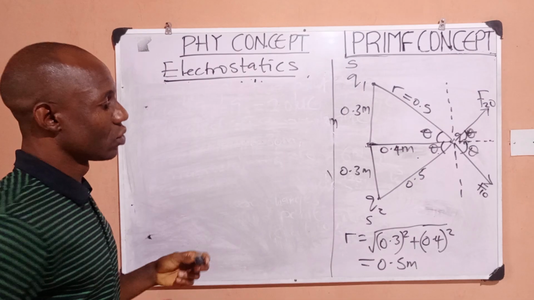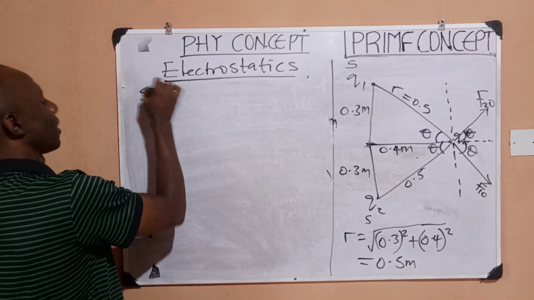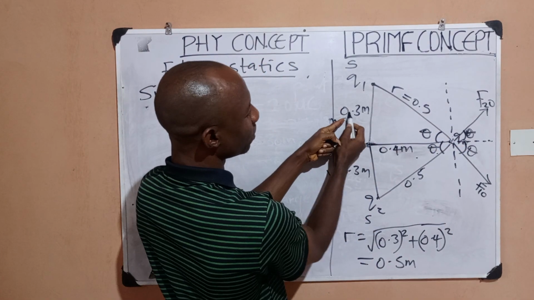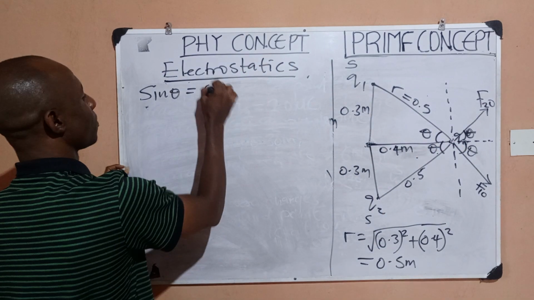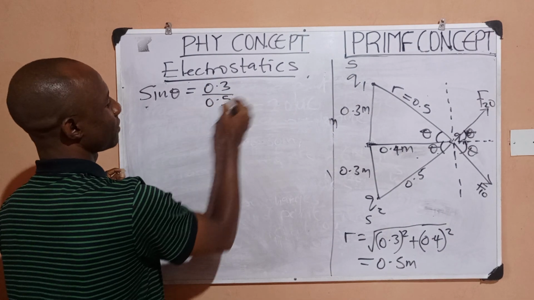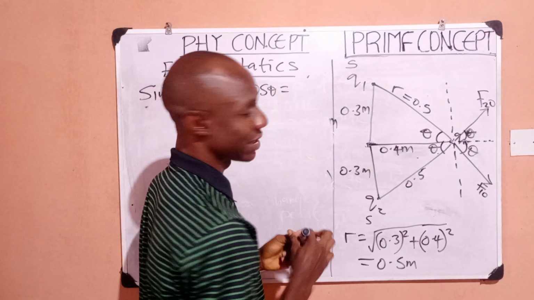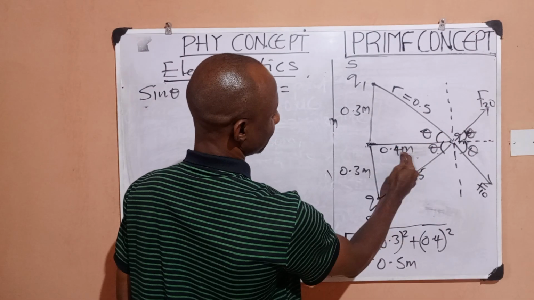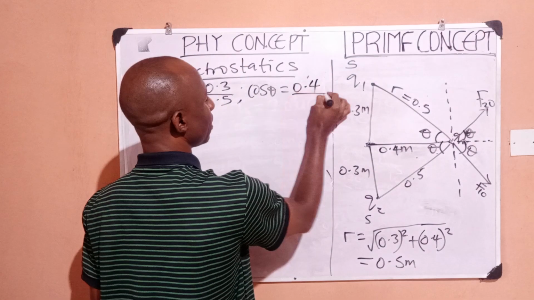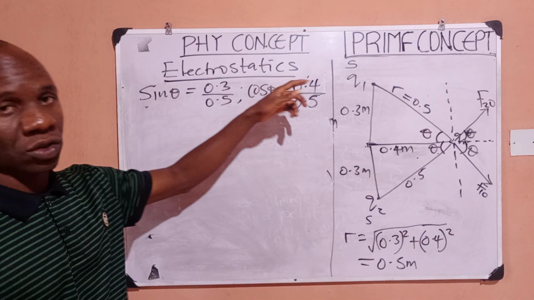So the next thing I want to do is to find sine theta. From this triangle, sine is opposite over hypotenuse. So opposite is 0.3, my hypotenuse is 0.5, right? Then let me also get cos theta. Cos is adjacent over hypotenuse. Adjacent is 0.4, the hypotenuse is 0.5. So I have my sine, I have my cos, right?